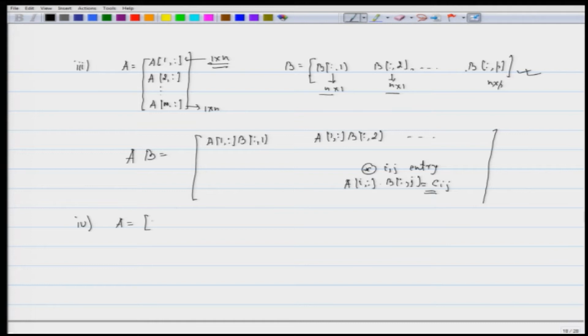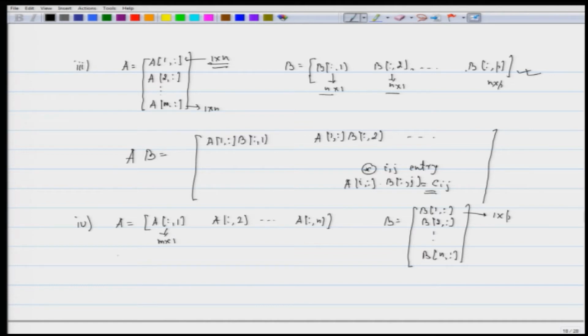So, A is the first column, the second column, and this is the last column of A. Write B in terms of the rows. So, B is, this is the first row of B, the second row of B, and the nth row of B. Each of them is nothing but 1 cross p, and here each of them is m cross 1.